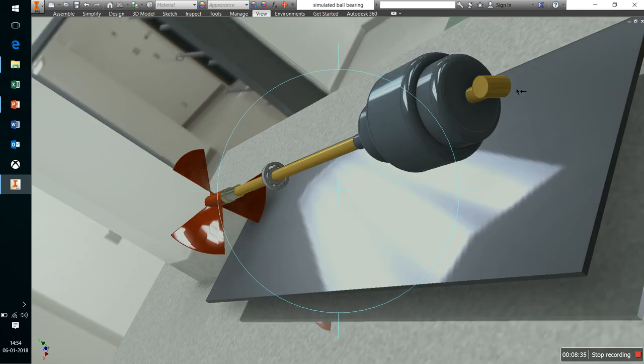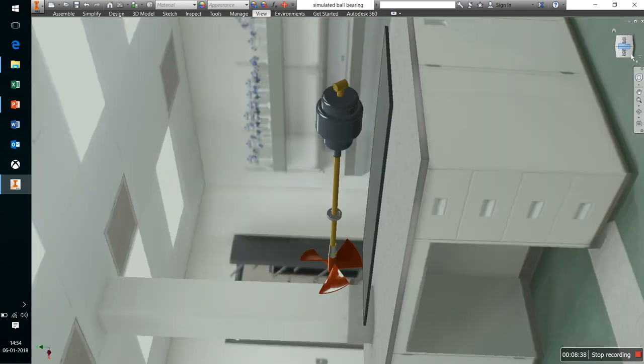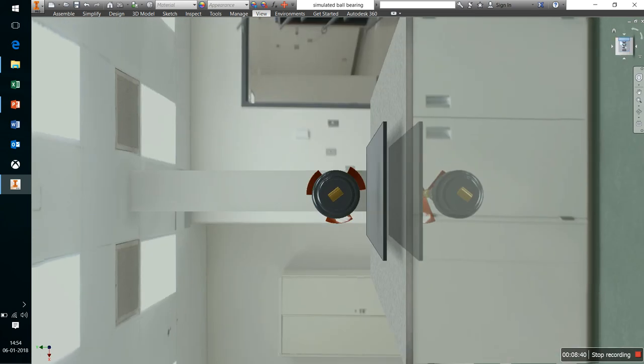This is how it works. You can take a look from all the sides.